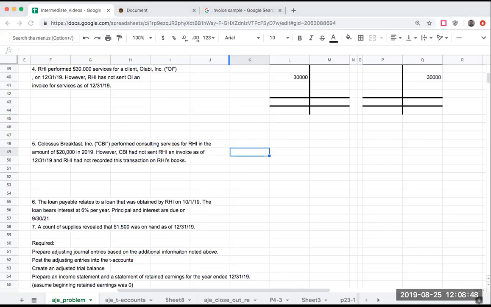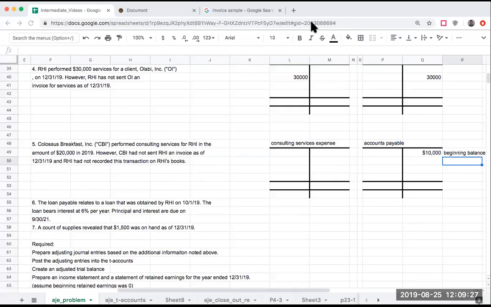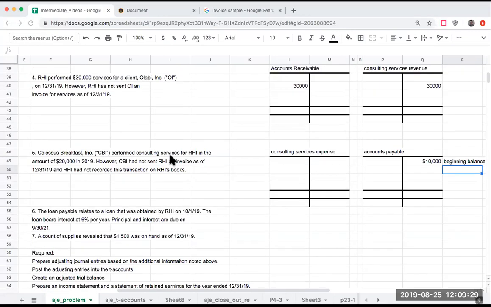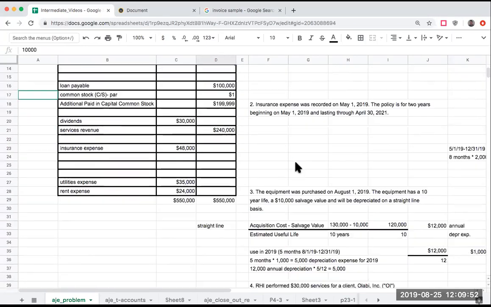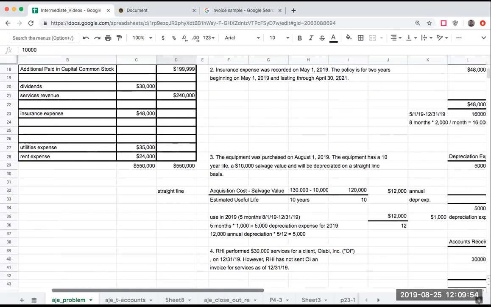So let's take a look at that one real quick. The 2 accounts we're going to use to show this are consulting services expense and accounts payable. You could also technically use accrued liabilities, I'm just using accounts payable. If we notice right here, accounts payable has this $10,000 credit. Where did this come from? Well, when we got our unadjusted trial balance, there was already a balance in here of $10,000. So that's where that came from.